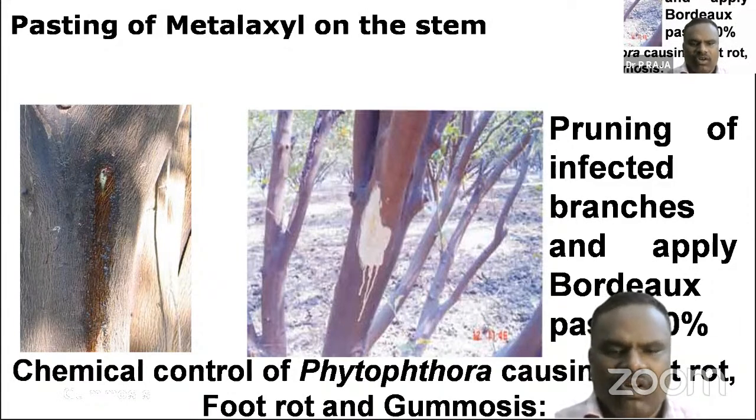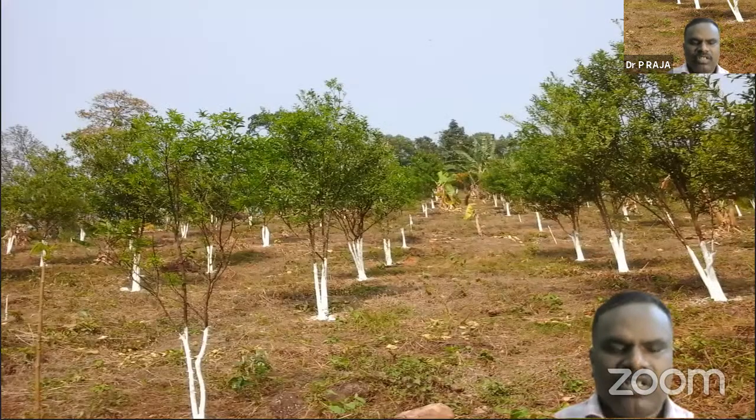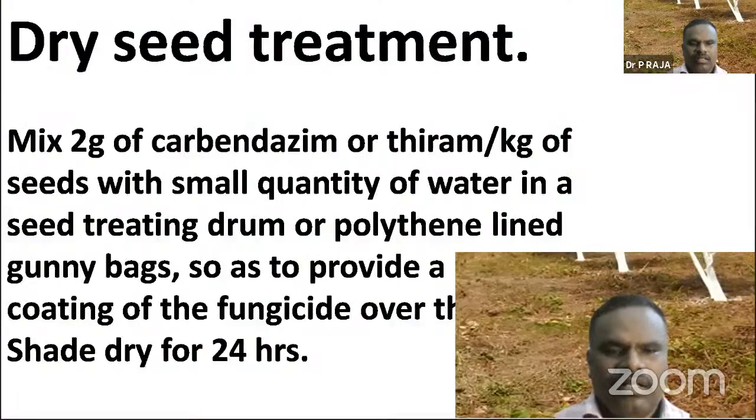And then foot rot and dieback symptoms after pruning, you can apply metalaxyl, or we can use this borax paste. So with this we can manage the disease. This borax paste we can also apply on the trees systematically. You can apply it on the base of the trees up to 1.5 meter level, and there it will protect against all the pathogens. In this way you can manage.